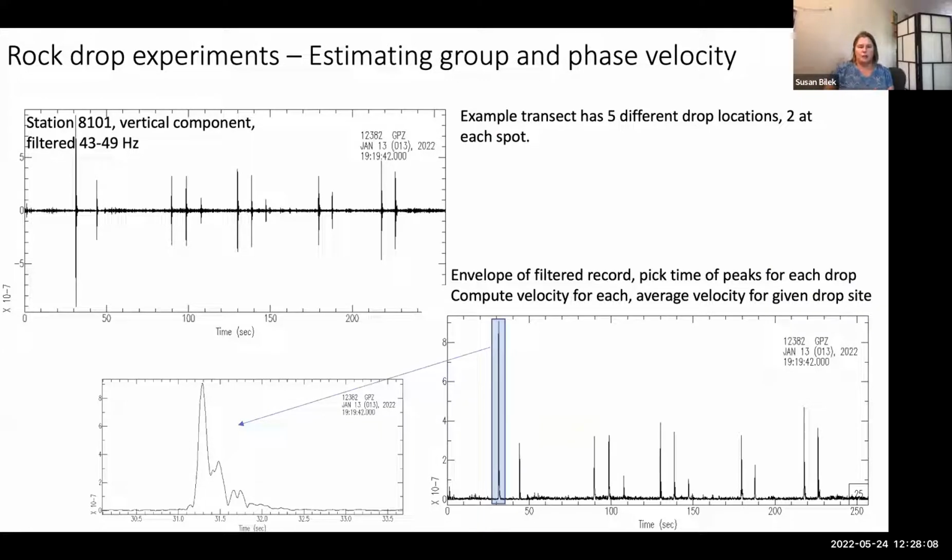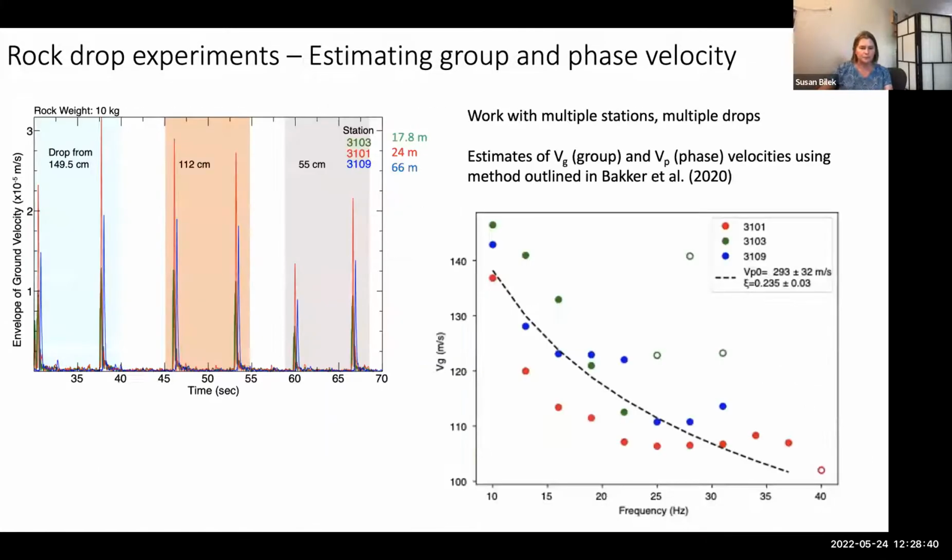So also with this data, we can make estimates of the group and phase velocities that are associated with impacts. Here's another seismogram for one station, recording 10 different drops at 5 different locations within the channel. So here I've just taken the envelope of that signal and looked at the time of the peak for that particular impact, which I'm assuming reflects the fundamental mode, and then used that time to compute the velocity. And I've done this for various stations and various dropping sites and used all of this in combination to estimate the group and the phase velocities as a function of frequency for the site.